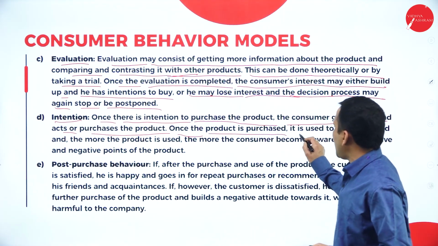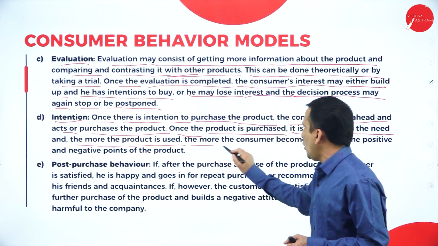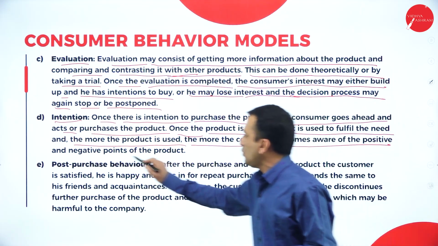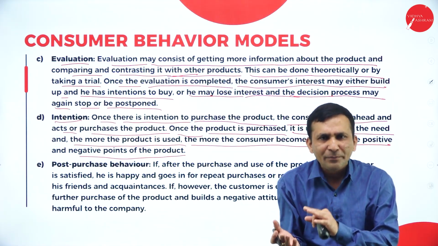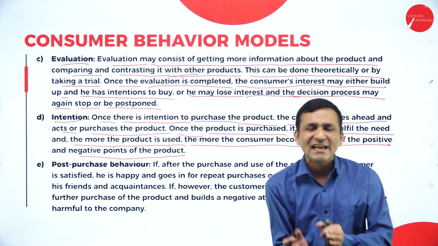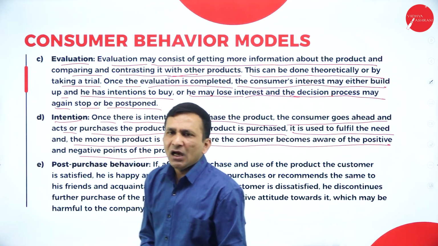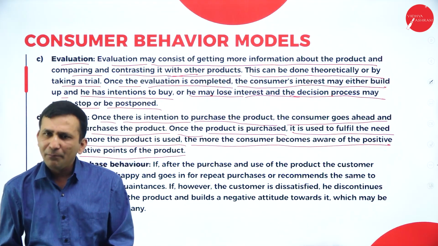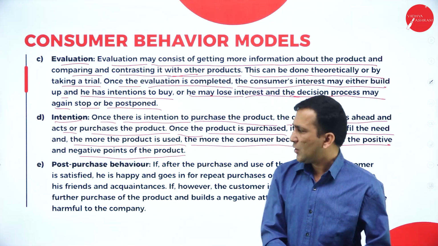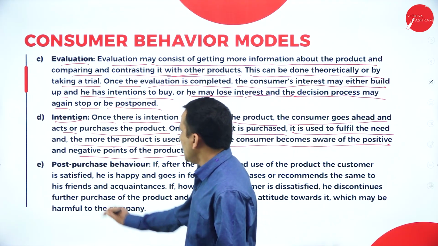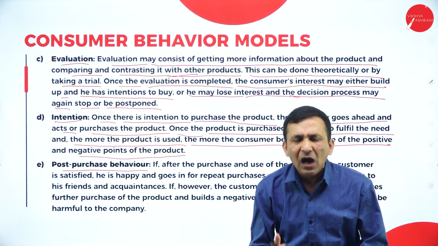Once the product is purchased, it is used to fulfill the needs, and the more the product is used, the more the consumer becomes aware of the positive and negative points of the product. The intention, as I just told, before purchasing and after purchasing, their intention level is what exactly they expected from this product. If they are not satisfied, it will lead to dislike, which leads to complaints being raised. If they really like it, they can refer it to other customers. Okay, so that is based on the intention. Now the post-purchasing behavior: as a consumer, after purchasing the product, how are they behaving?